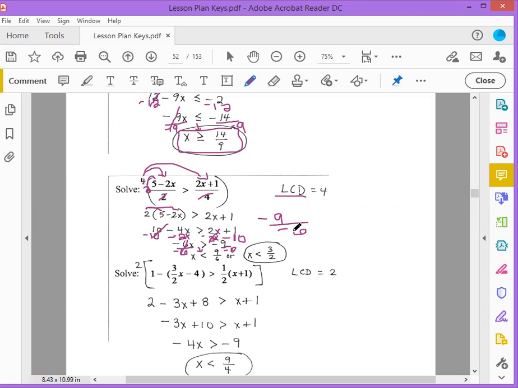A negative divided by negative gives us positive 9/6, which can be reduced. We can divide both of those terms by 3. So that's what we do. Negative 9, or positive 9, because this became positive, divided by 3 gives us 3 in the numerator, and 6 divided by 3 gives us 2 in the denominator. Our answer is x less than 3/2.